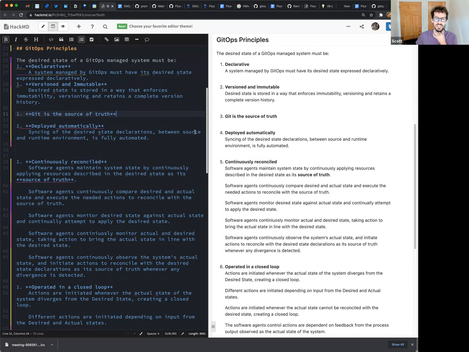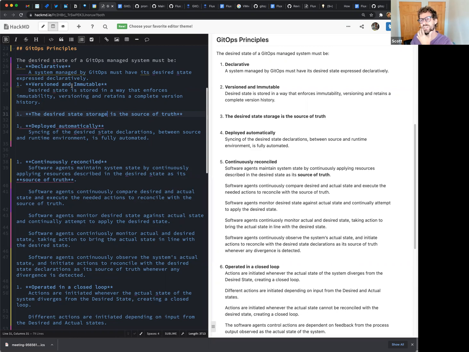Well, first of all, if we do that, I of course get rid of Git, right? Because everything is preceded by the desired state of a GitOps managed system. So we're always talking about the desired state, right? So I'm with you, the desired state must be the source of truth. I mean, you could say versioned and immutable source of truth.